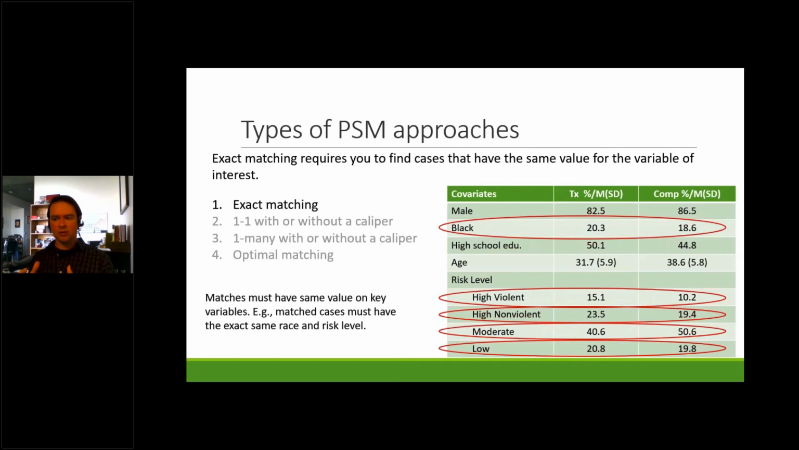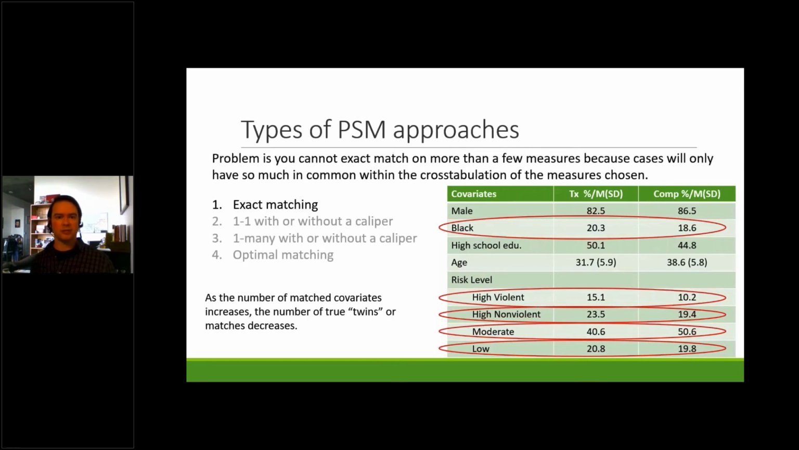And in doing so, we're going to ensure that those cases are compared. So if you're using only exact matching, you're going to be kind of limited in the number of variables that you can choose, because you're only going to have so many combinations, right? So it really depends on the cross tabulations, which is one of the reasons why I give you an example cross tabulation here. If you don't have heavy overlap, or if you don't have a lot of similarities between the treatment and comparison cases, then exact matching is going to be rather limited. As the number of matched covariates increases, the number of true twins or matches actually is going to decrease.